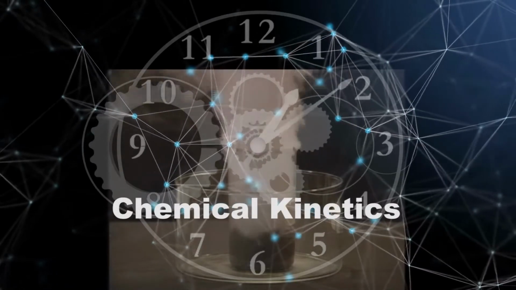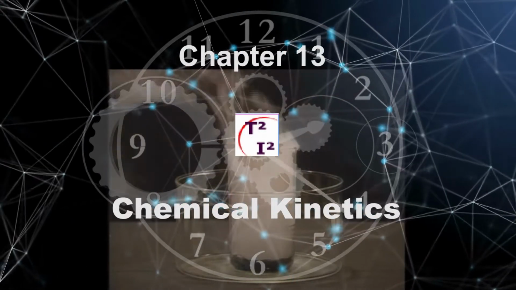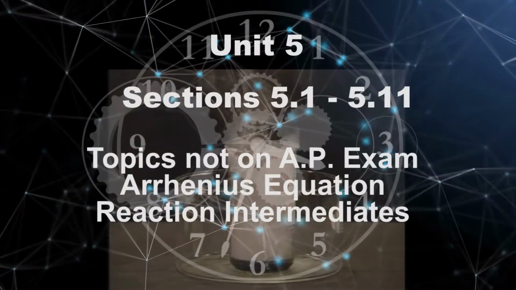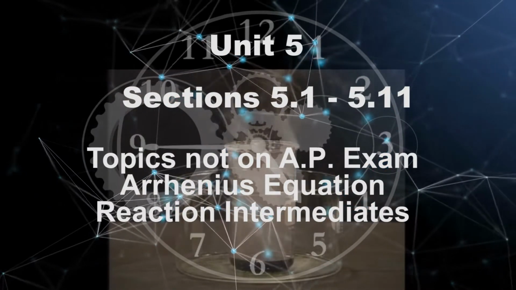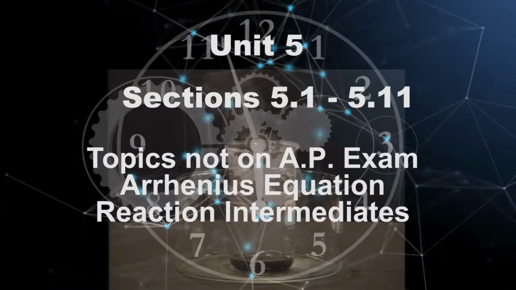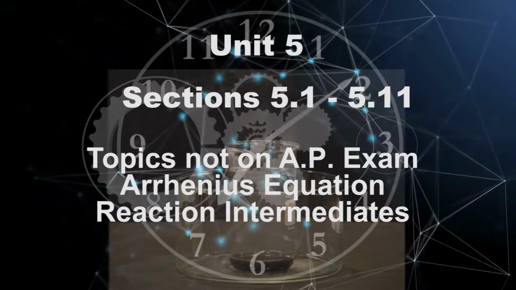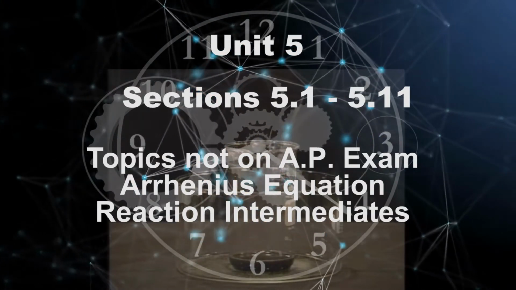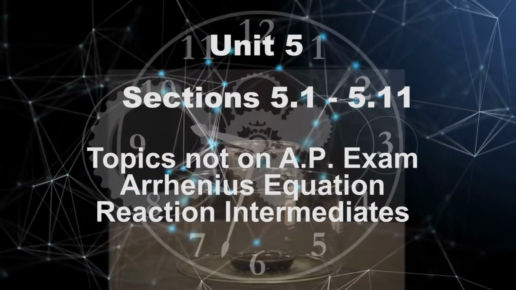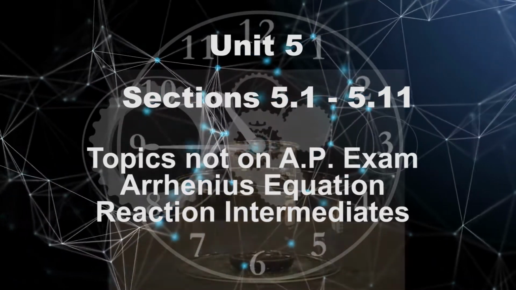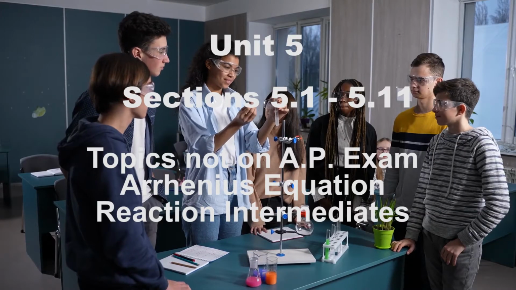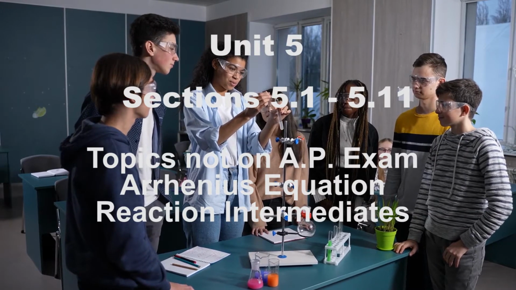Chemical Kinetics. Chapter 13. This chapter covers Unit 5, Sections 5.1 through 5.11 in the AP curriculum. Note, questions on Arrhenius equation and reaction intermediates will not show up on AP exams. For more clarification, talk to your instructor.